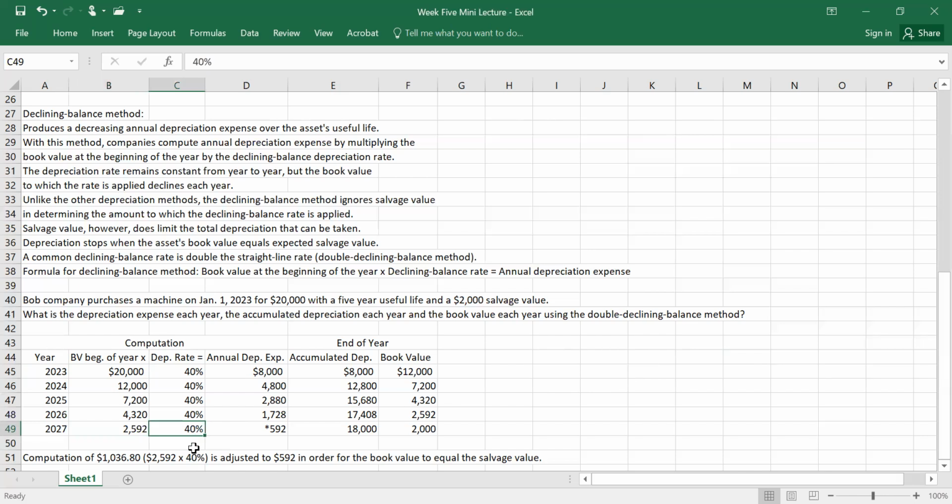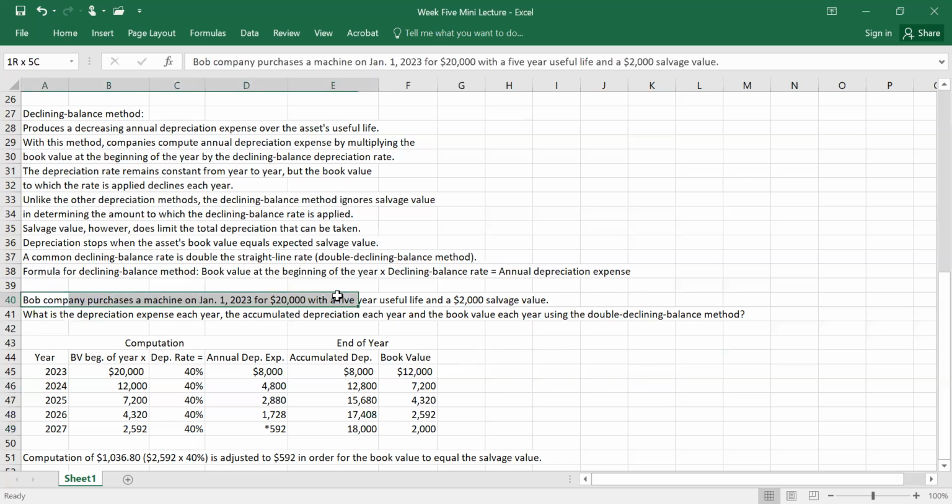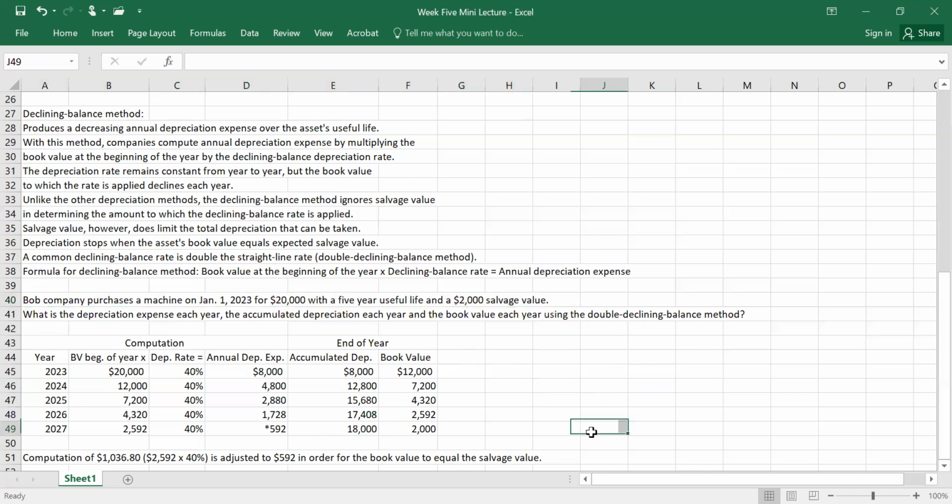$2,592 times 40% does not equal $592. It actually equals $1,036.80. However, if we took that much depreciation, we would have accumulated depreciation that would be higher, and when we subtracted that from the book value, it would exceed the salvage value, which we cannot do. So we have to figure out how to get to 18,000 accumulated depreciation, because our salvage value, remember, is $2,000 in the problem. It's right here, that first sentence.